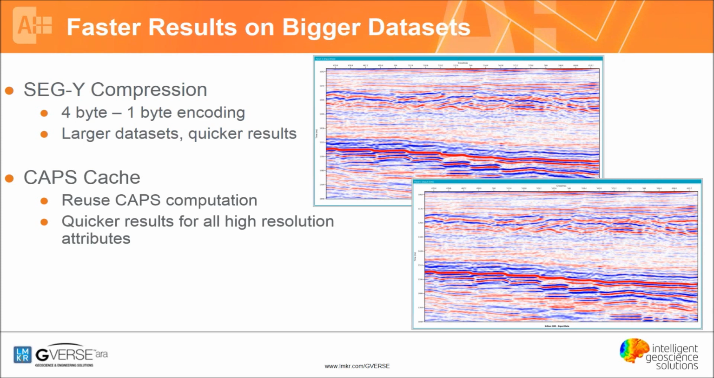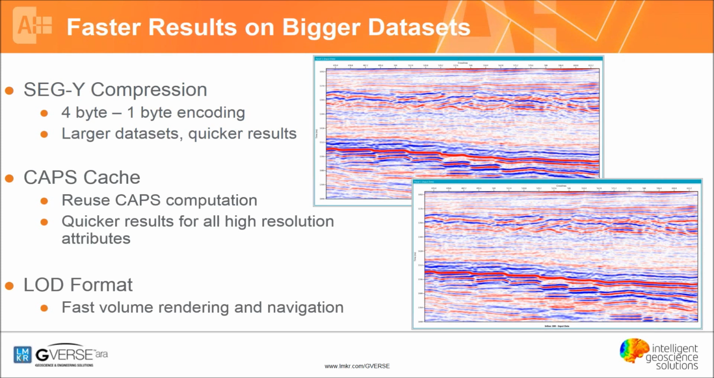Then we've also introduced cache for our CAPS algorithms. CAPS is our continuous amplitude phase spectrum algorithm that we use for our spectral decomposition. And now what we do is if you do a CAPS with a certain set of parameters, we cache that into our memory so that when you're computing attributes based on that spectrally decomposed data, you don't have to create that again and again. And again, this results in quicker results for all of our high resolution attributes, which are again very computationally intensive.